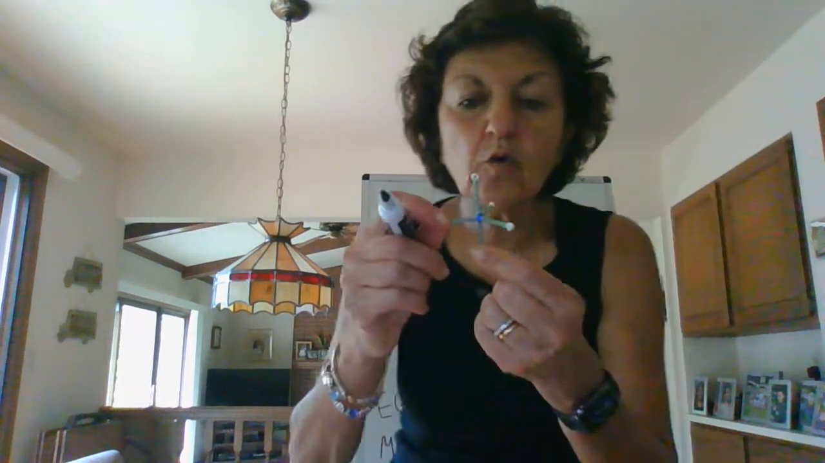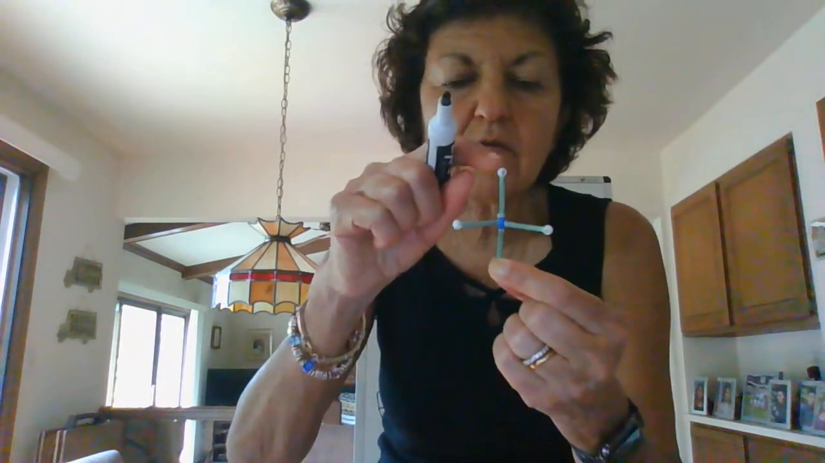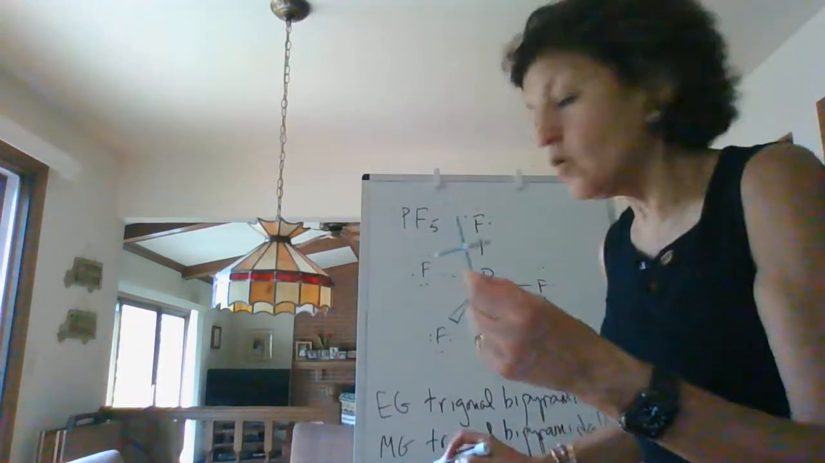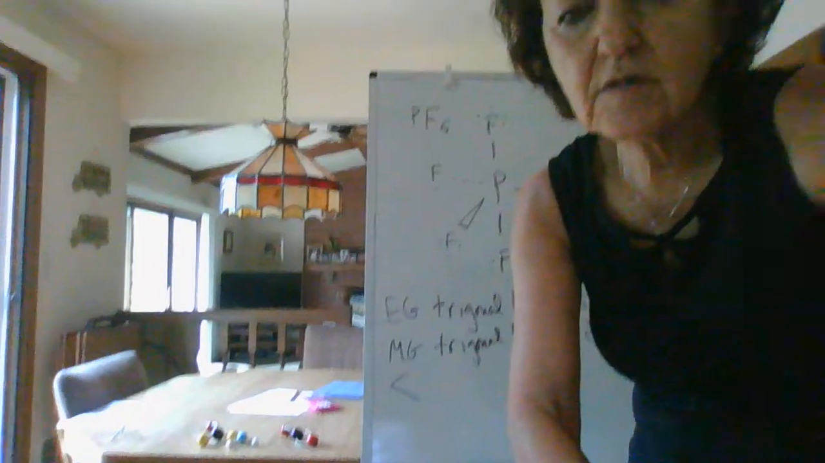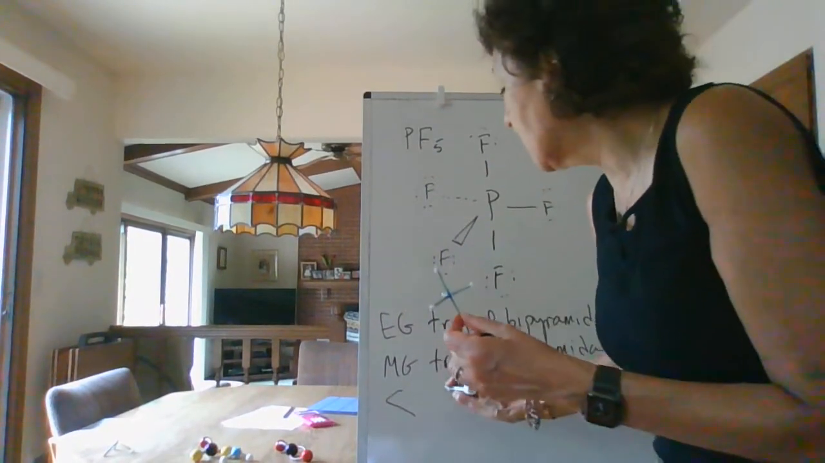Okay, what would the bond angles be? All right, this is pretty cool. You can see this over here, this fluorine, phosphorus fluorine. This looks like a perfect 90-degree angle. So one of them is 90 degrees.